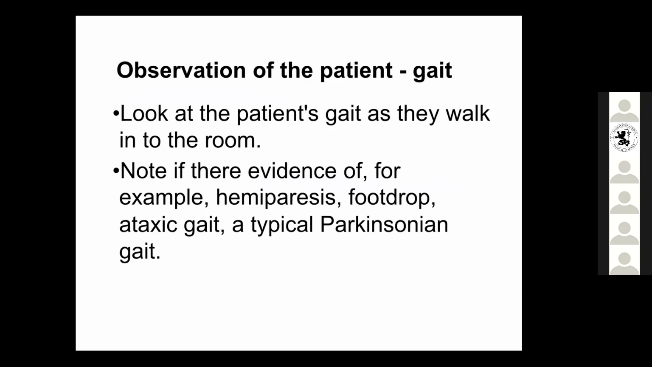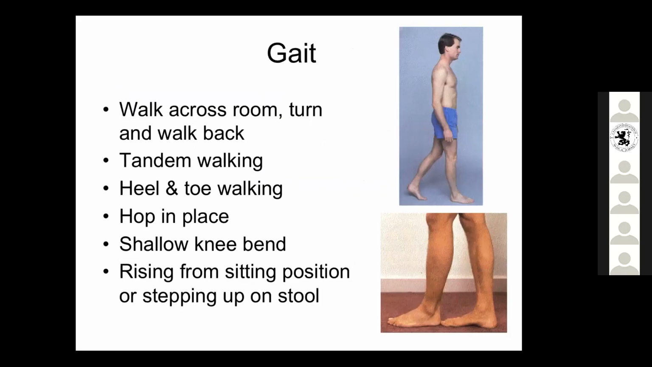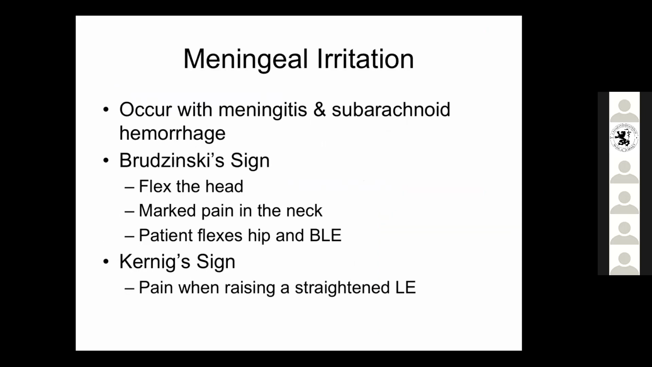Examination of the gait, especially if ataxic, for example, or Parkinsonian gait, should be noticed. You ask the patient to walk across the room, to turn and walk back. Heel and toe walking is also important. And if they're able to rise from a sitting position, rising from a chair.